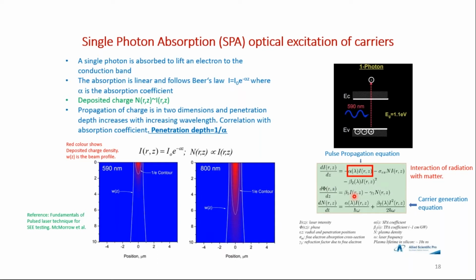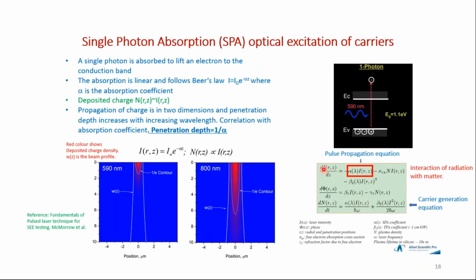So let's talk about the single photon absorption optical excitation of carriers. These are all described by the interaction of radiation with matter given by these three equations. In the case of single photon absorption, the energy of the photon is such that it could excite an electron across the band gap and create an electron hole pair, as long as the wavelength is below 1100 nanometers. So in the case of 590, it could easily do that. And when that happens, of these other terms, the linear terms and the square terms, you can ignore these other terms. So only the linear terms would remain.